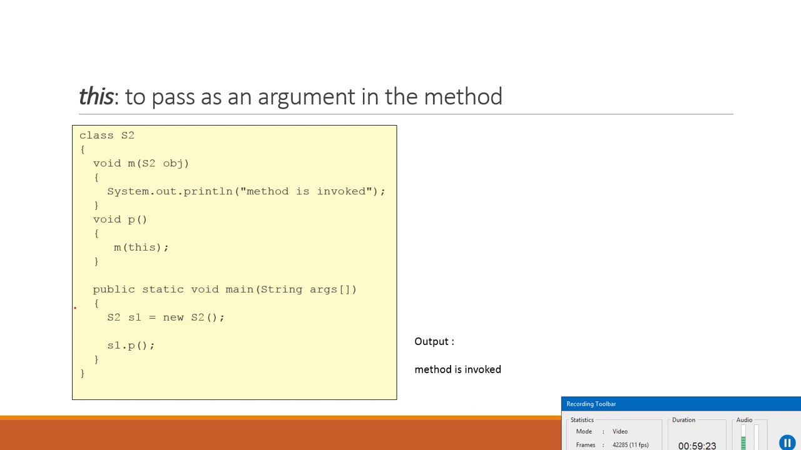Next is using this to pass as an argument in the method. In this case you can also use the this keyword to pass as an argument to the method. Here we have a class S2, and we have passed the object of the class as a parameter to the method m, and we have method P. Now in method P, m is called, and this is passed as an argument. So when the statement is encountered, it will invoke the method m, the value of the parameter will be this, and it will print method is invoked. So this is also used as an argument in the method.